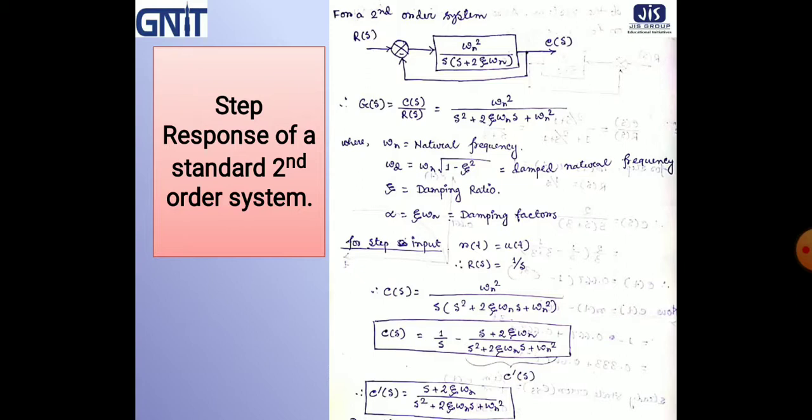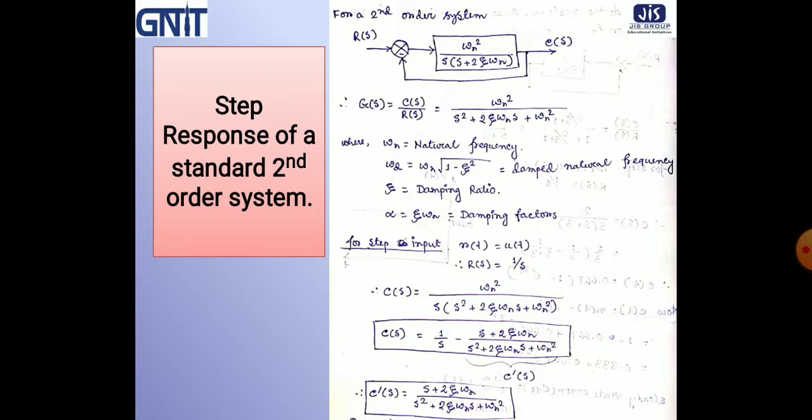Now what is omega n? Omega n is the natural frequency. What is zeta? Zeta is the damping ratio. And what is omega d? Omega d is the damped natural frequency. The formula of omega d is omega n root under of 1 minus zeta square. That is our damped natural frequency. Now what is damping factor alpha? Damping factor alpha is the multiplication of damping ratio and the natural frequency. So that's our damping factor.